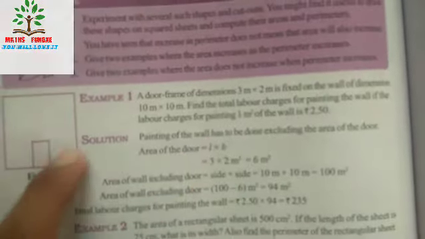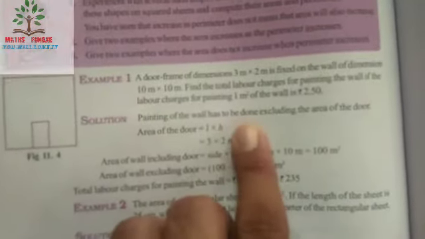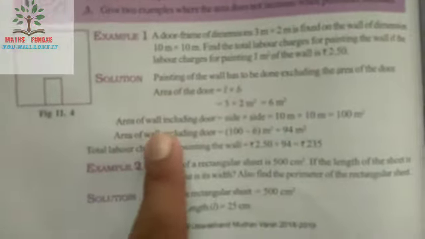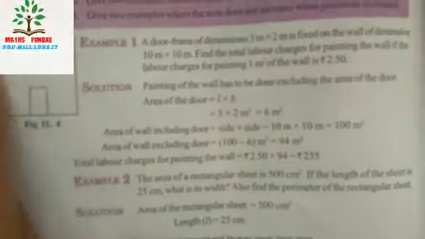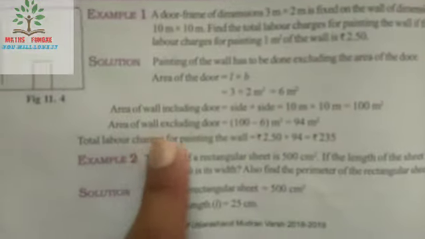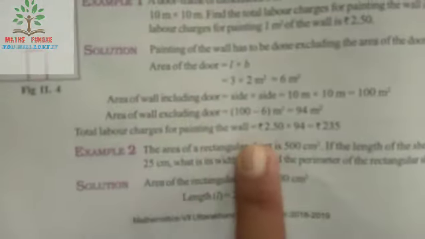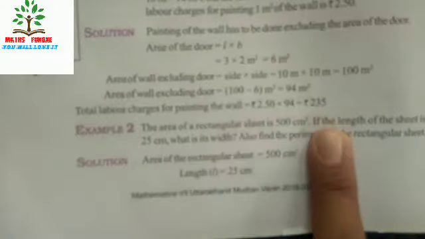So it means we have to find the area of the wall that has to be painted, excluding the area of the door. Area of door is L into B, that is 3 into 2 equals 6 meter square. Then the area of the wall including the door is side into side because of the square shape, so 10 into 10 is 100 meter square. So area of the wall excluding the door is 100 minus 6 equals 94 meter square. Total labor charges for painting the wall is 2.50 into 94, that is rupees 235, because we have to remove the area of the door.